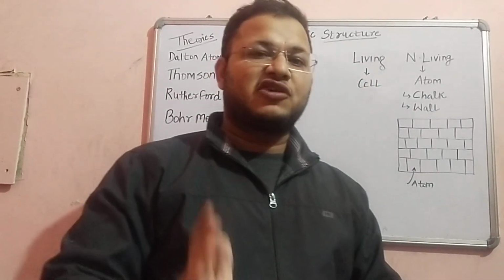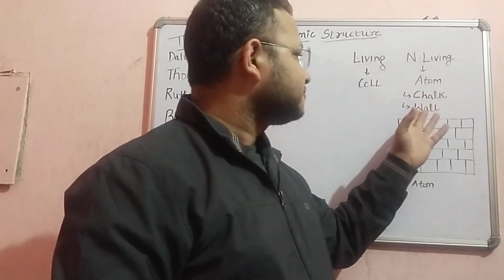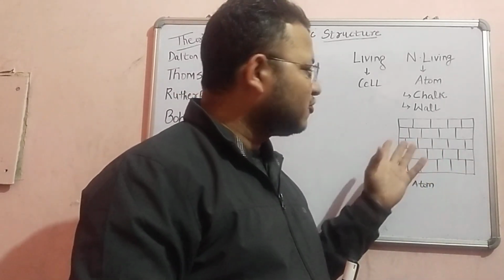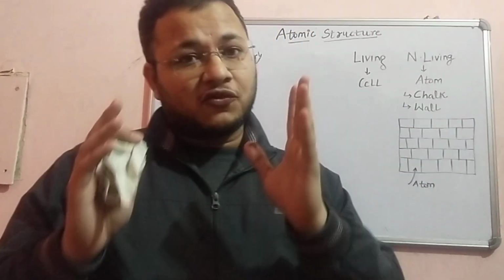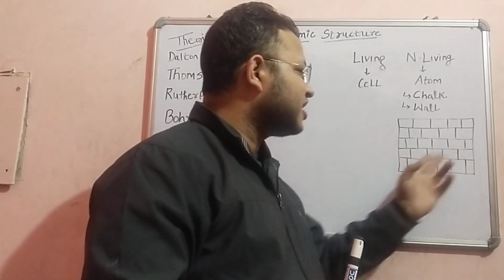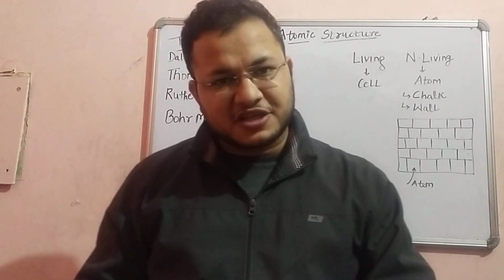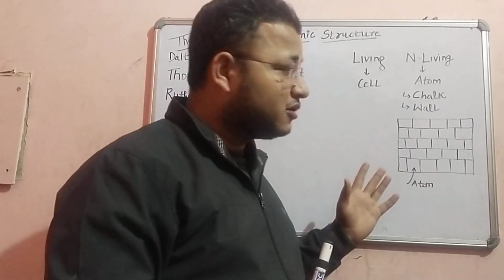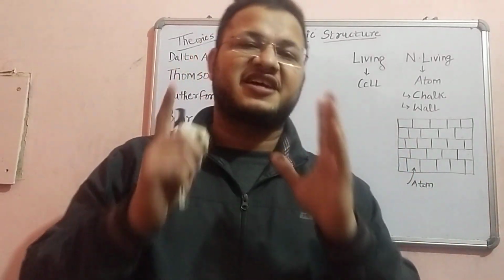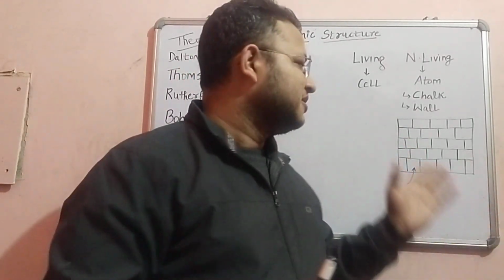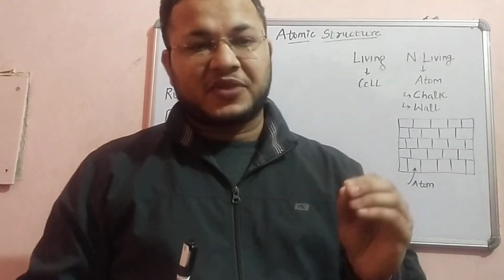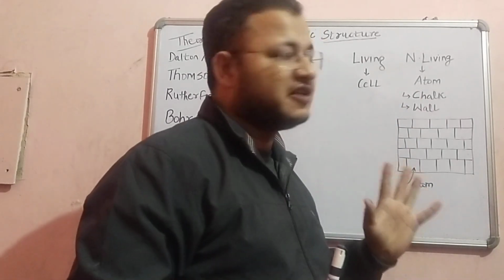One more example I would like to explain is the wall. See, I have drawn a basic diagram of the wall. How is a wall formed? A wall is formed only when bricks are joined together. So the brick, the smallest part, can also be said to be the atom of the wall. So this is the basic thing: the atom is the basic part of a non-living thing.